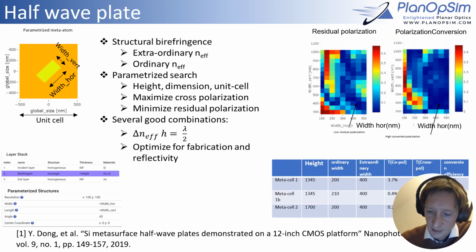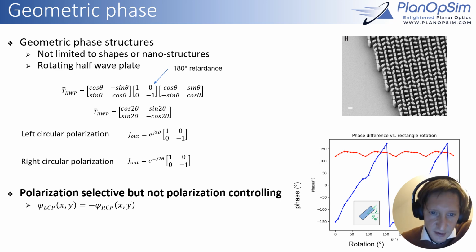And this can be used then to make, for instance, half-wave plates. If we do that, we make our nanostructure structurally birefringent, and we make it tall enough so that we have a half-wave plate, so 180 degree retardance, and we calculate its response using Jones calculus. We see that if we send in left circular polarized light, it becomes converted to right circular polarized light, and the other way around. But if we now rotate this structure, it remains a half-wave plate, but something funny happens to the phase of the output converted light here.